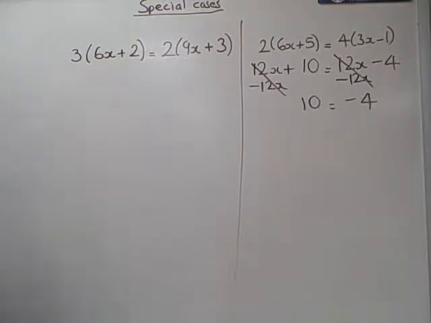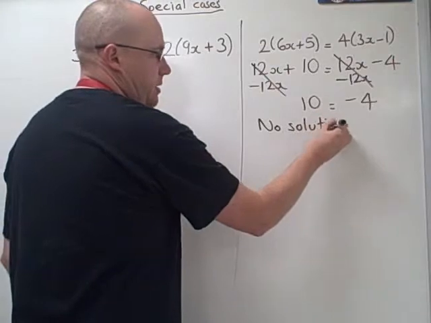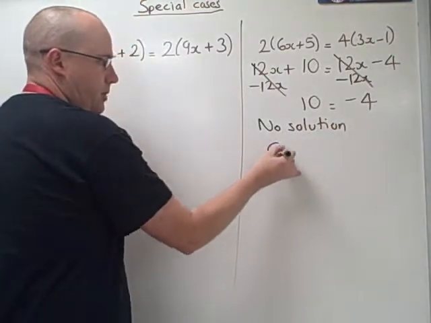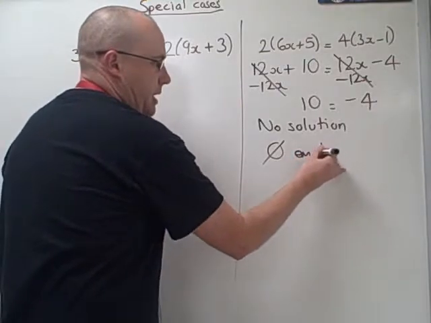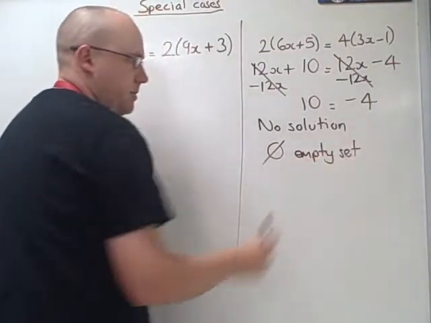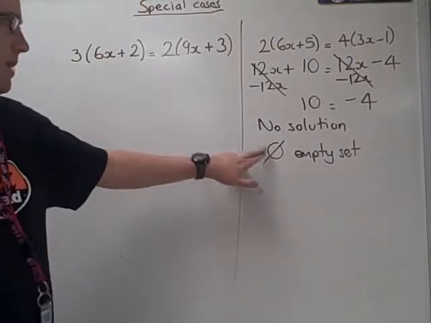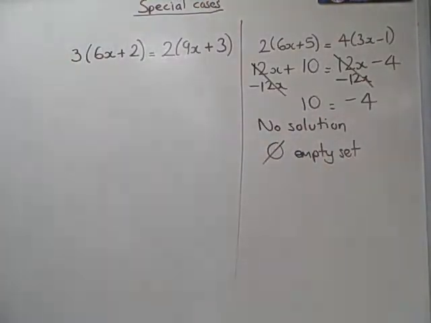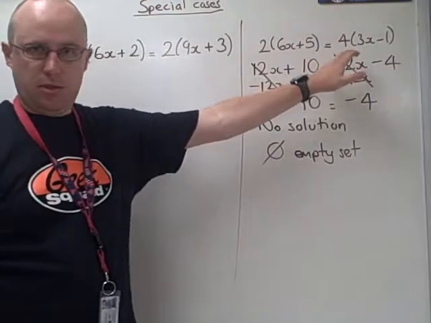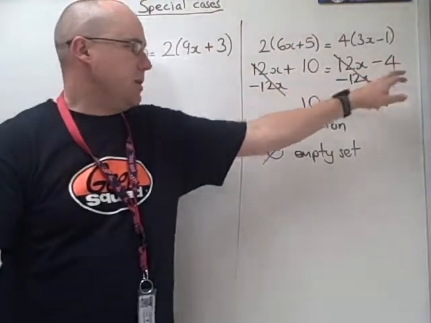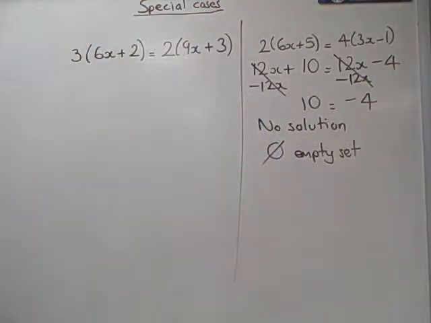Now when that happens, what we're going to put is, we're going to say this is no solution, because obviously 10 does not equal -4. Now we can also use that symbol as well, and that symbol means the empty set, which in other words means there's no solutions as well. So just a different way we can write it. So just be aware that all those three things actually mean the same. Now to remind you, the key you're looking for is you're going to have the same number of x's on both sides, but you're going to have different numbers. So when that happens and you get a nonsensical statement, you're going to say no solution.